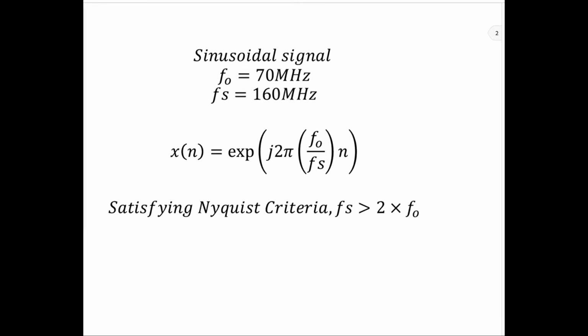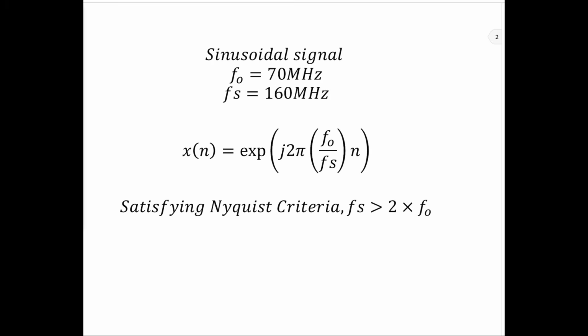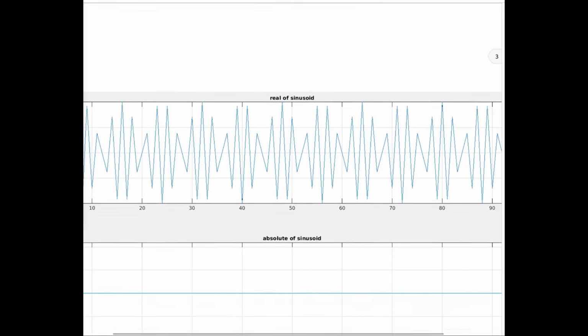Okay, so for this specific example, I've chosen a sinusoidal signal of frequency 70 megahertz and sampling frequency of 160 megahertz. Why 70 megahertz? I'll tell you later, specifically why I have chosen this. And this satisfies the Nyquist criteria, where the sampling frequency is more than twice the signal frequency. This is how the signal looks: exponential of j2 pi f naught by fs times n. So we know that the envelope of this, which is the absolute value of this, is a flat signal. This is how it will look.